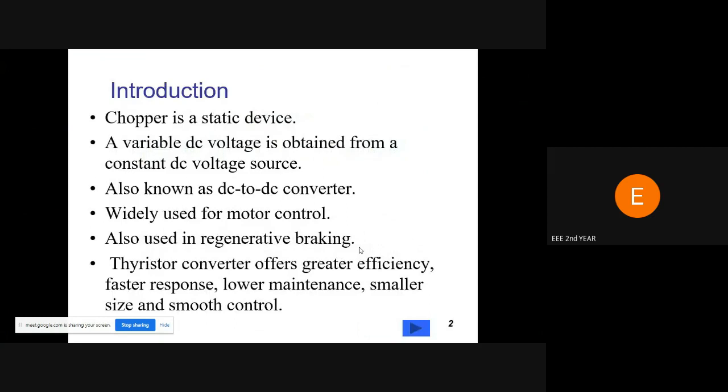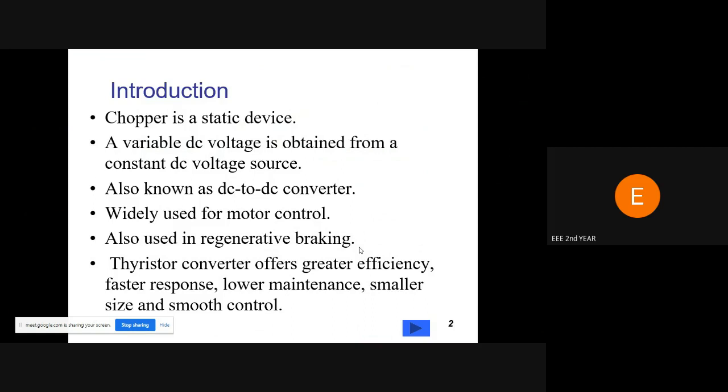First, the introduction to the chopper. A chopper is a static device that converts a constant DC voltage into a variable DC voltage. That's why it is also known as a DC to DC converter. In another sense, it is commonly called a static switch.